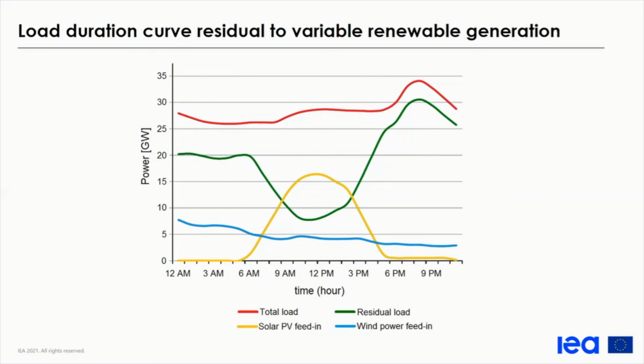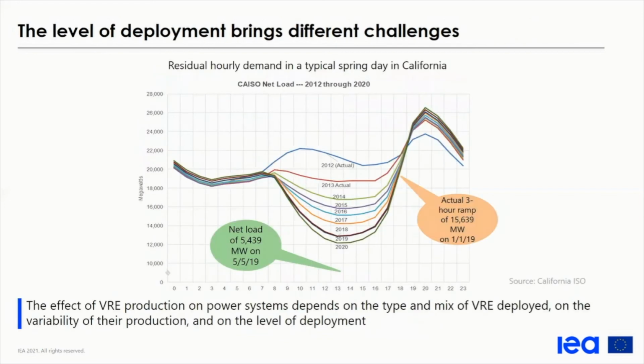And the same happens in the evening. When the solar output is coming down, the rest of the system needs to adapt to compensate for this. And this is the basic concept behind this very famous curve. This is showing the impact of growing variable renewable production in California. So this is the duck curve.